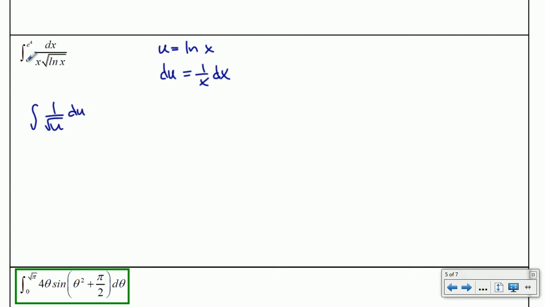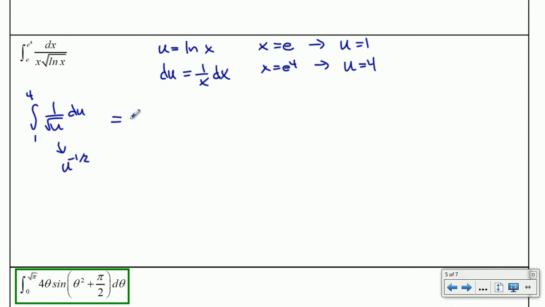But now I need to adjust my limits of integration. So when x is e, if I put an e in for x here, the natural log of e is just 1. So u is equal to 1 for the lower limit. And when x equals e to the fourth, if I put e to the fourth in here, that would give me 4 for u. So my new limits of integration are from 1 to 4. So if you like, you can think of 1 over root u as u to the minus 1/2. And to get the integral, we would add 1 to this exponent and get something and divide by that same thing.